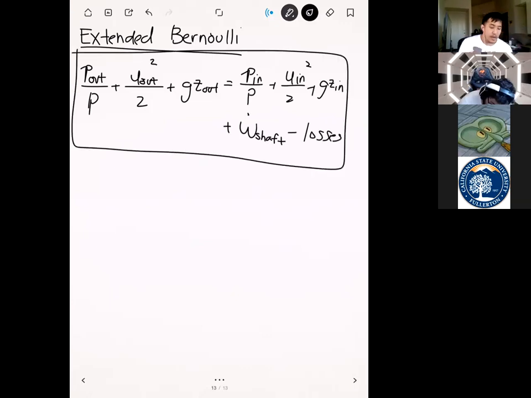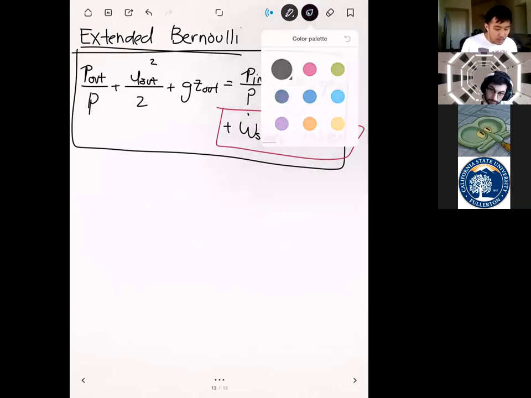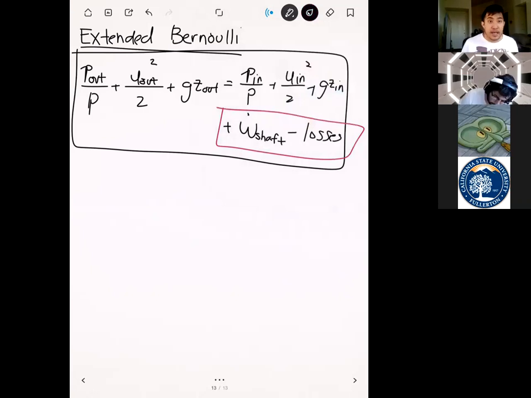Okay. And so our extended Bernoulli is basically our old Bernoulli, but we've added these two terms over here to account for, one, shaft work if we have a pump or a turbine, and we can account for the losses if we have viscosity. Okay. Remember our sign conventions for W dot shaft. If W dot shaft is positive, then we have a pump, right? And so what this tells us is that if we do have some viscous losses in our system, then we can overcome those losses by inputting power in the form of a pump. Okay? And so that's another purpose.